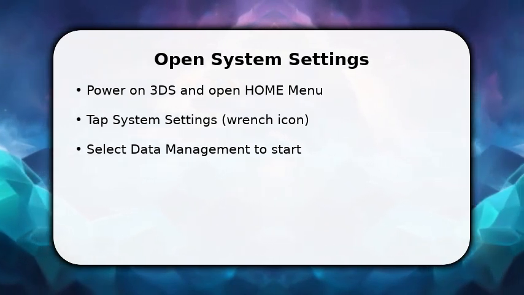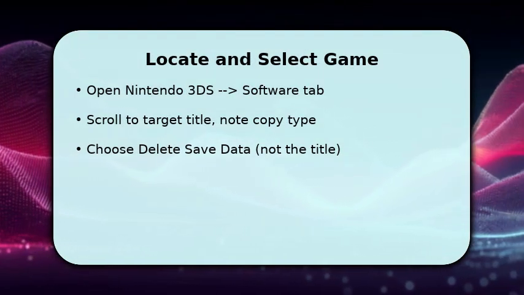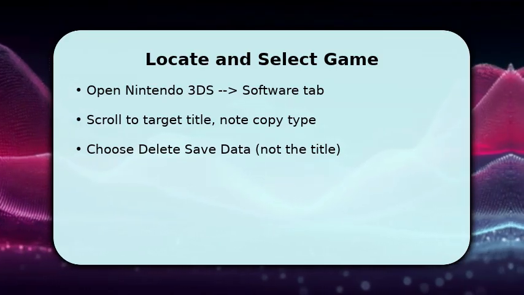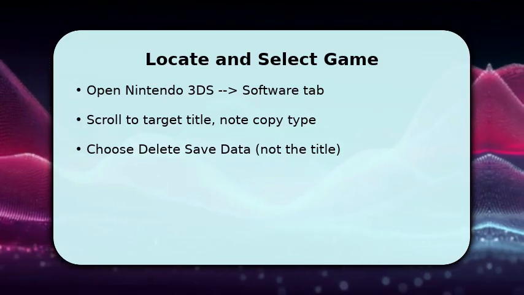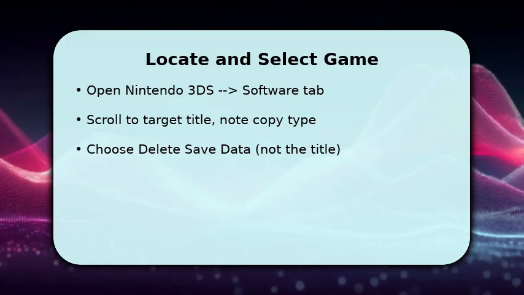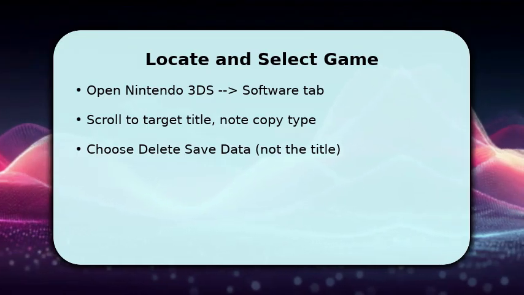Once in the software list, scroll until you find the exact game title. Pay attention if it's a downloadable or cartridge copy because save locations differ. You select the game, then pick Manage Data or Delete Save Data. Do not delete the entire title unless you intend to remove the game. You proceed this way to avoid losing purchased content.